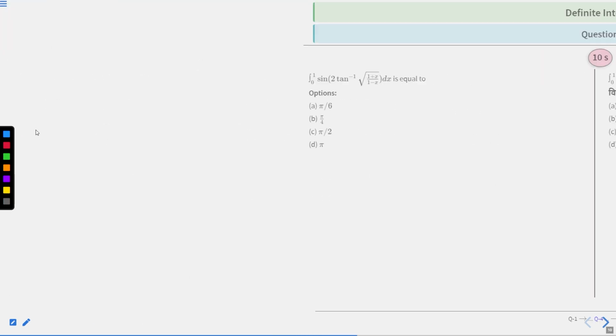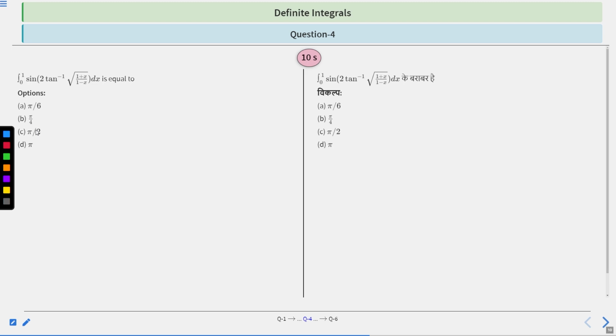Let's move to the next question, question number 4, which says that you have to find the integration from 0 to 1 of sine of 2 tan inverse root over (1 plus x upon 1 minus x) dx. Clear? The hint of this question is that you have to do some substitution. When you usually see these types of questions in which tan inverse of something appears, that can be substituted, right? So you can easily substitute x as something, which we will discuss when we discuss the solution.